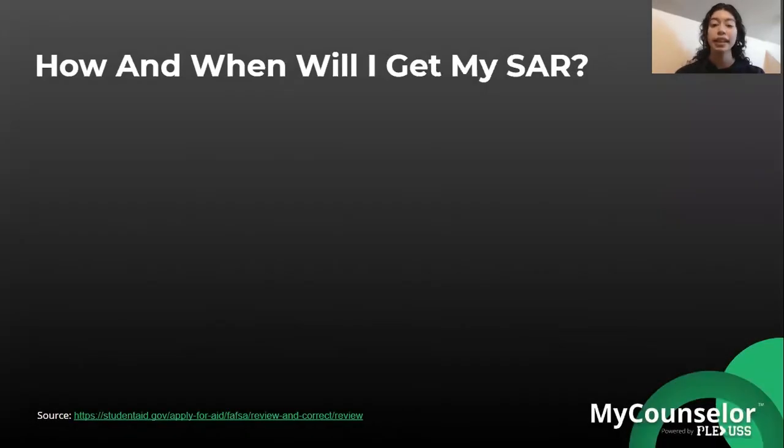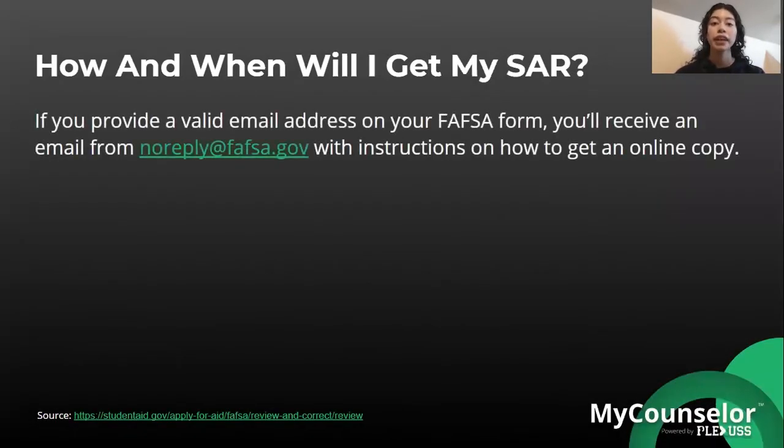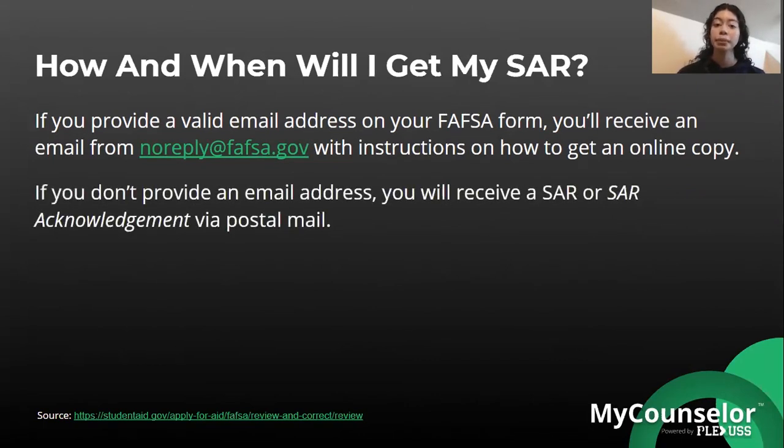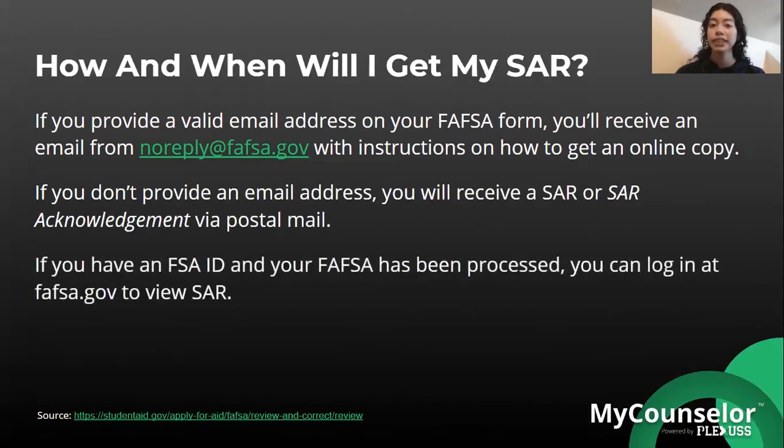How and when will I get my SAR? If you provided an email address on the FAFSA, you will receive an email from no-reply@fafsa.gov with instructions on how to get an online copy. If you don't provide an email address, then you will receive your SAR report or your SAR acknowledgement form via mail. If you have an FSA ID, which is usually the login information you use to log into the FAFSA so you can make changes and submit the FAFSA, once your FAFSA has been processed, you can log into the fafsa.gov website to view your student aid report.